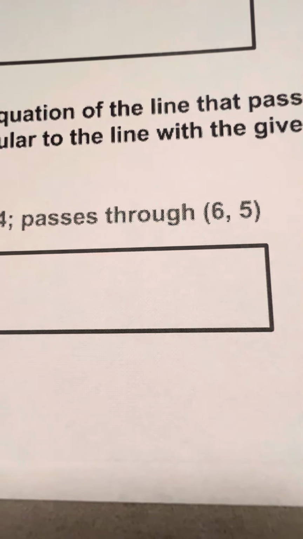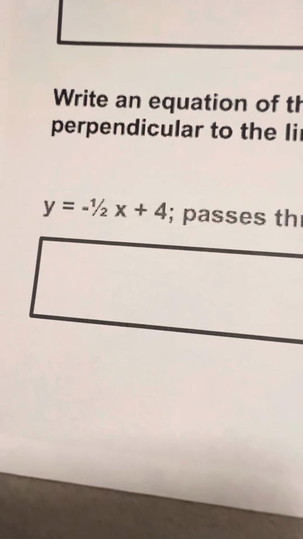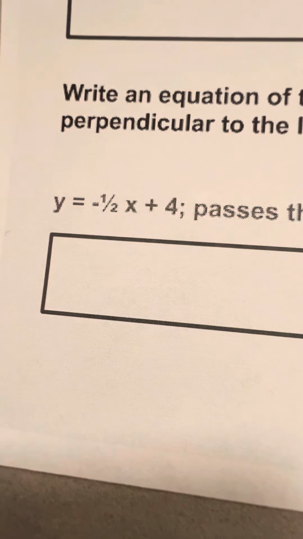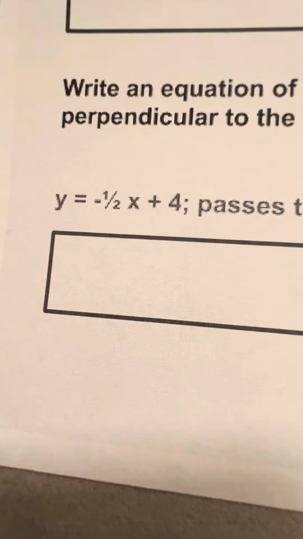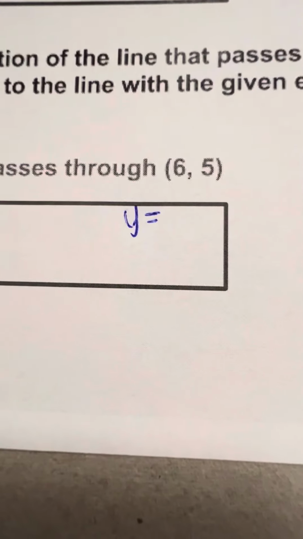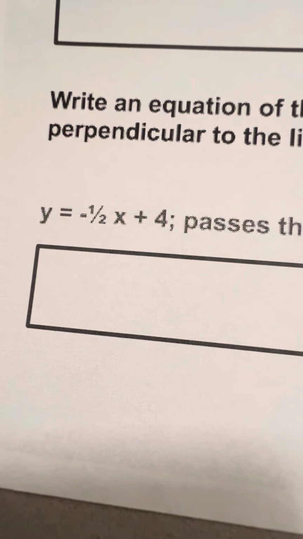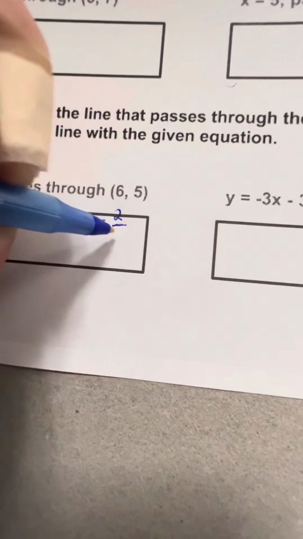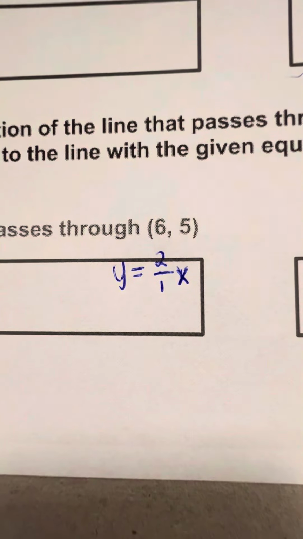Now we're asked to write it so that it passes through (6, 5). So starting off with this, we are going to write y equals, this is going to be the new equation for the perpendicular. For perpendicular lines, the slope, which in this case is -1/2 for this line, has to be the opposite. So instead of it being negative, my new line is going to be positive. We'll start there, and then it also has to be the reciprocal. So instead of 1/2, it's going to be 2/1, which is also the same thing as just saying 2x. That's the beginning of my equation.